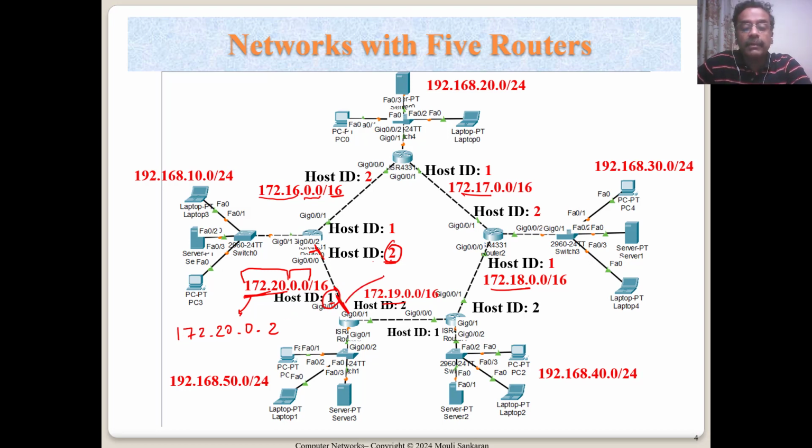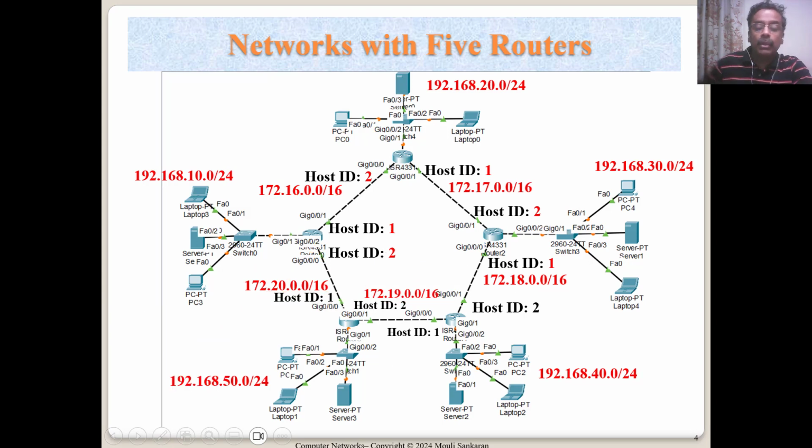So this address will be 172.20.0.2, sorry, 1, because I am showing this as the host ID. So this is 1 and this is 2. This interface is 172.20.0.2 and this is 172.20.0.1. Similarly, I am giving host ID as 2 here and host ID as 1 there. I am talking about these two interfaces, and the network is this. So you can easily say that 172.19.0.2 is this interface and .1 is this interface. Similarly, these two are different.